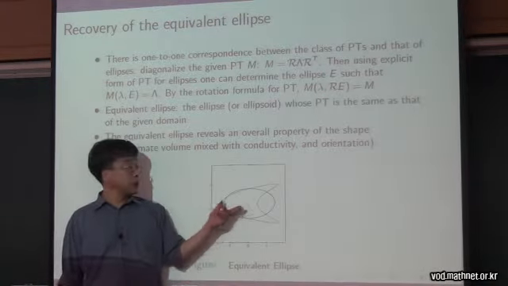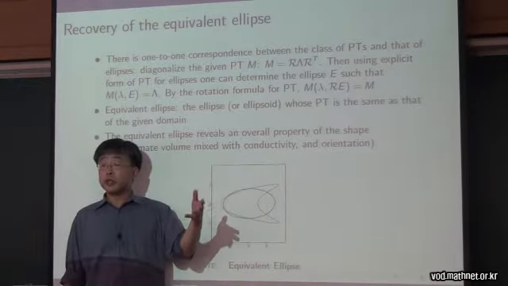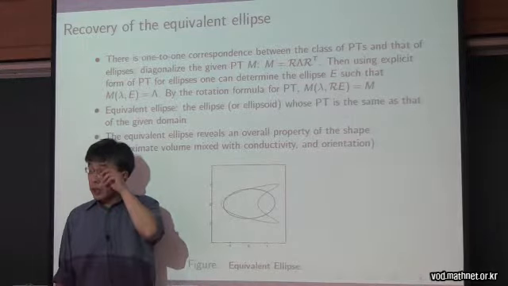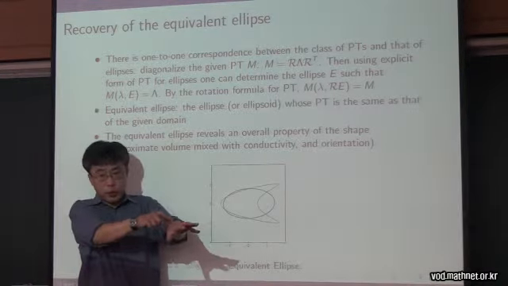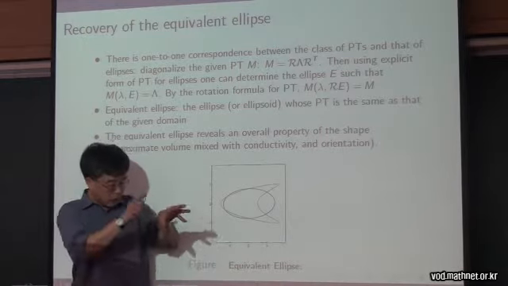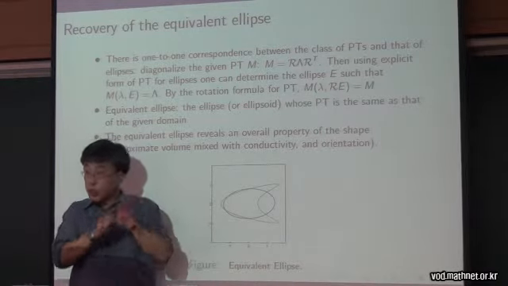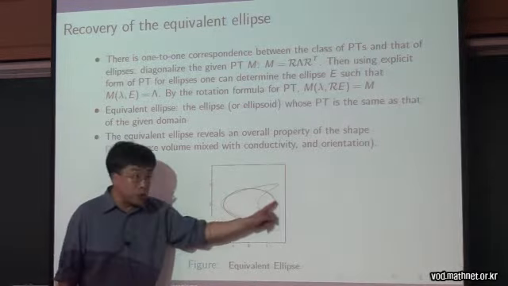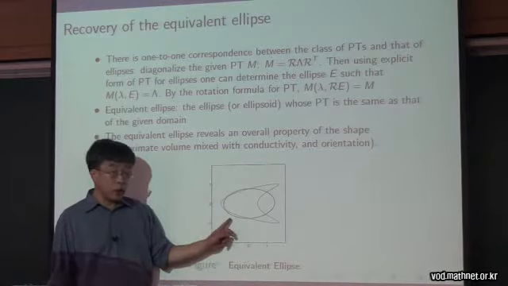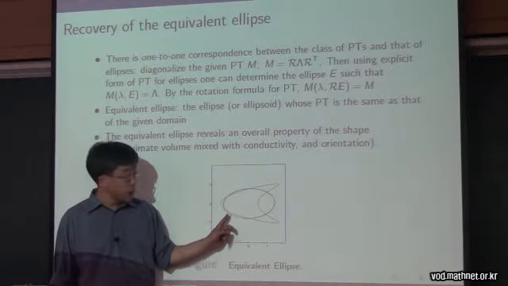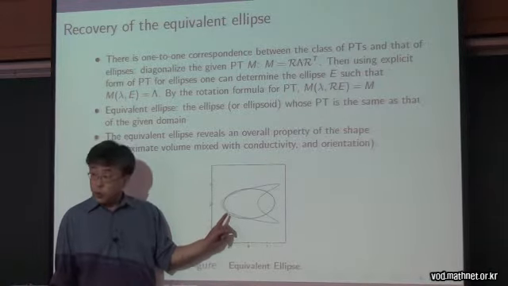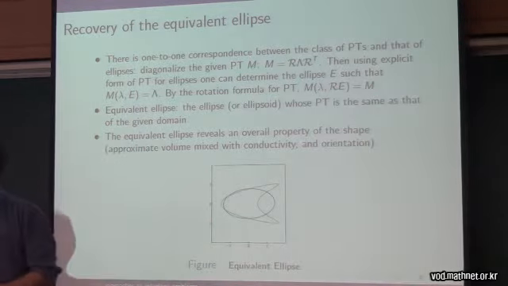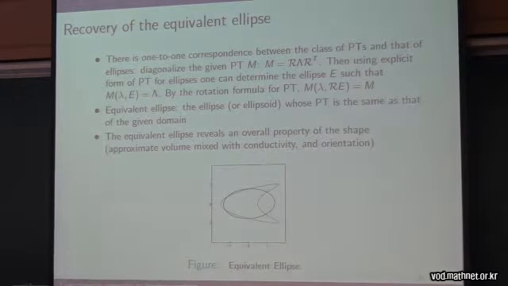Now I compute the polarization tensor, the first order polarization tensor of the kite shape. And then for this first order polarization tensor, there is a unique ellipse corresponding to it. And I draw this ellipse. This is called the equivalent ellipse. And you can see that this equivalent ellipse represents an overall, averaged property of this geometry, right?